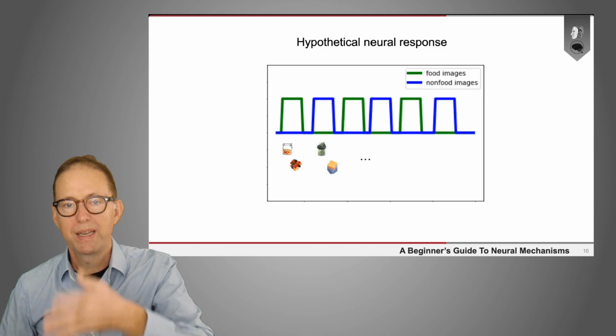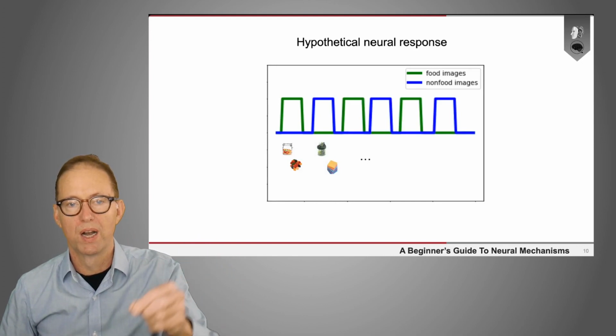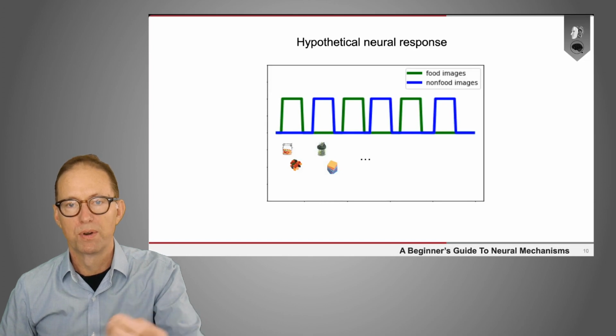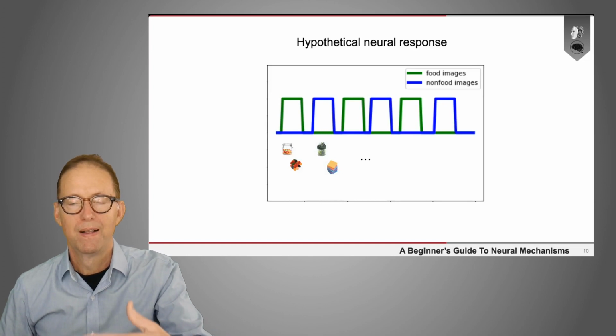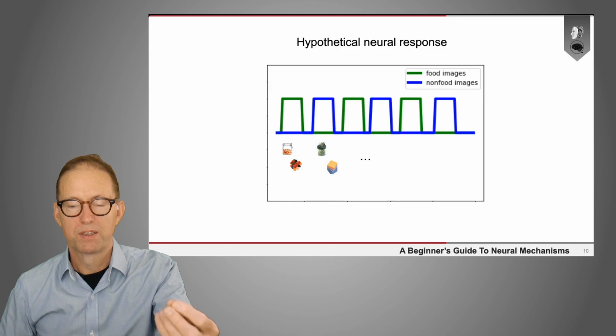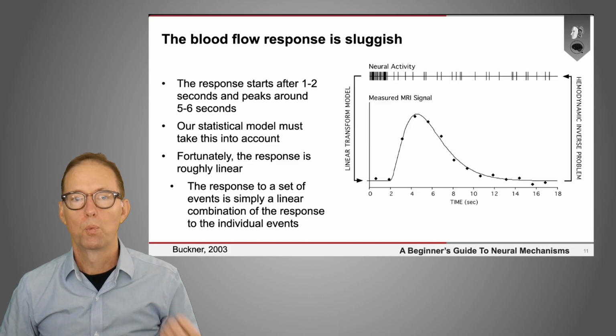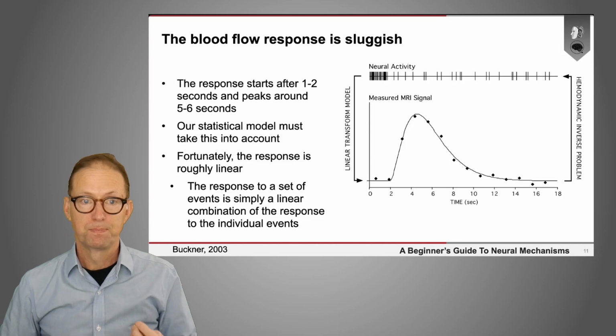And if we do this repeatedly, we would see that the food area would go up whenever there are food pictures on the screen. The non-food area would go up whenever there are non-food pictures on the screen. Now, this is, remember, the neuronal response. This is the firing of neurons. But what we know about the fMRI response is that it's relatively sluggish with respect to the blood flow response. Sorry, with respect to the neural response.